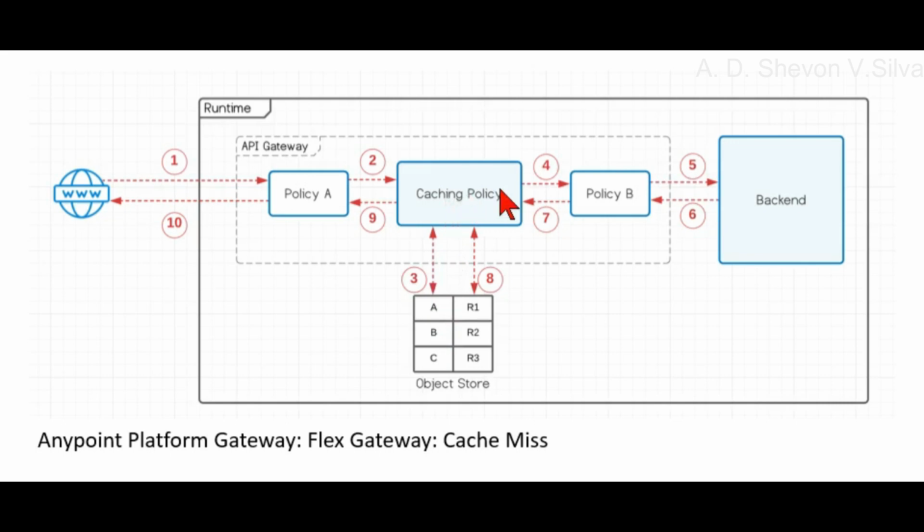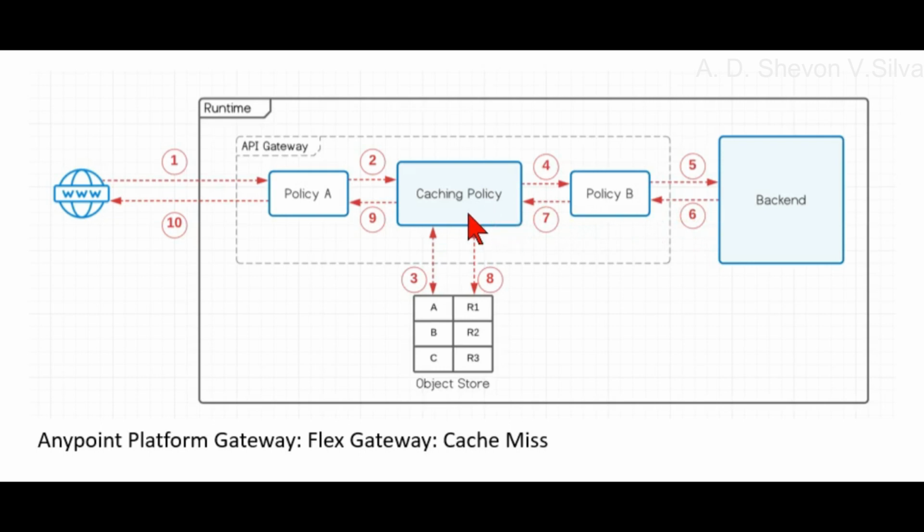Four, the request continues through the chain of other remaining policies. Five, the request reaches the backend and completes all required processing. Six, the backend response travels back through the policy chain. Seven, the response reaches the HTTP caching policy.